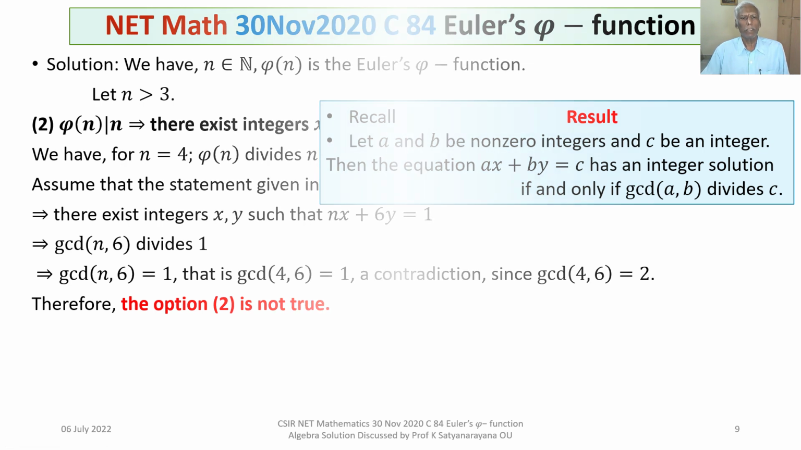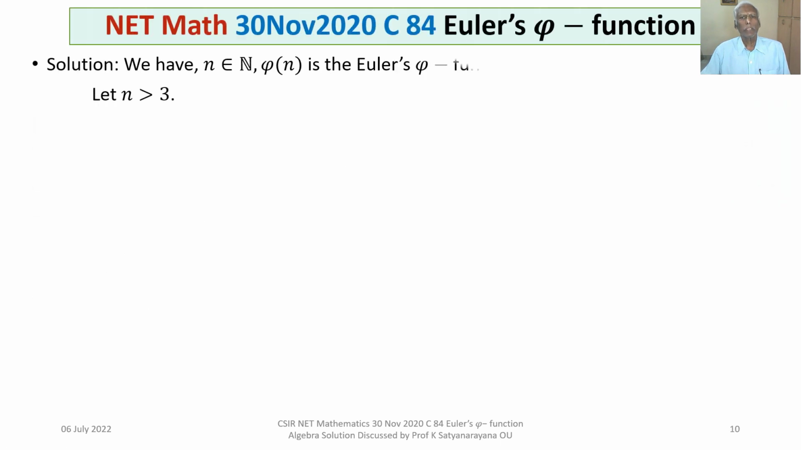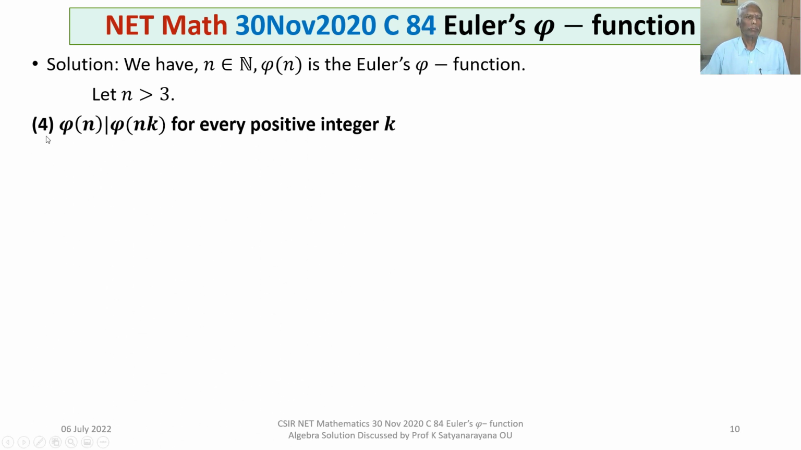Let's get into the next one. There is a common hypothesis. Take option 4: phi of n divides phi of nk for every positive integer k. So this is true. Now recall, let m, n be natural numbers. If m divides n, then phi of m divides phi of n. This is a property of Euler's phi function.